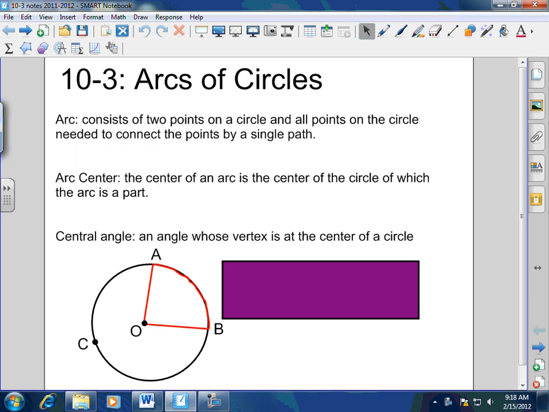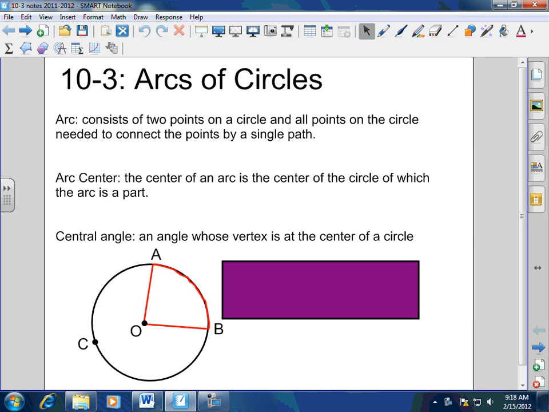Okay, let's do this. All right, today we have arcs of circles. We're going to talk about arcs. We know a little bit about arcs already. We know what an arc looks like. But today we're really going to define what an arc is and the properties that arcs, central angles, and chords share together.